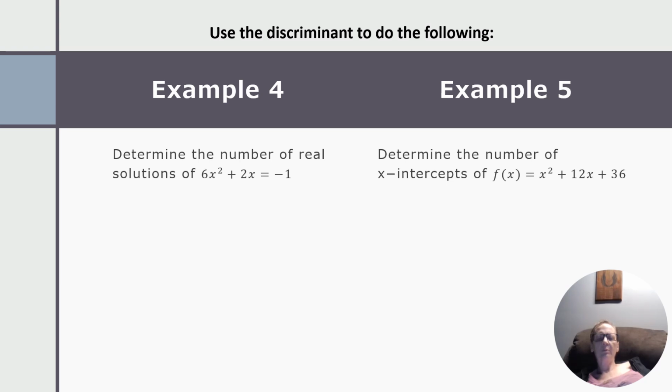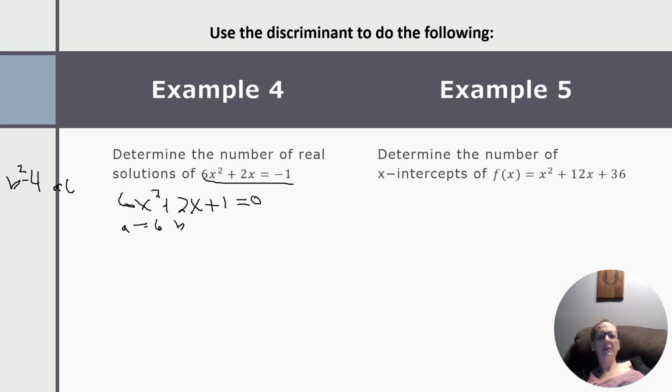All right, in these last two problems, we're going to use the discriminant. So I'm just going to write that off to the side. That's b squared minus 4ac. So I know what I'm using. I still need to get this so it's all on the same side of the equation in order to find my A, my B, and my C. So I have 6x squared plus 2x. When the negative 1 moves over, it becomes positive 1. So that means my A is 6, my B is 2, and my C is 1.